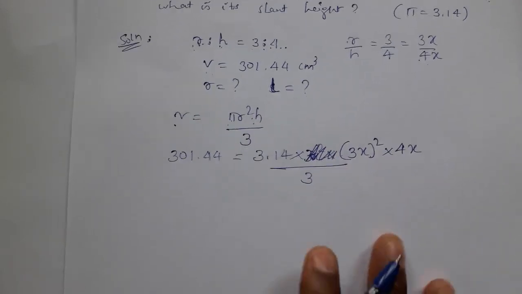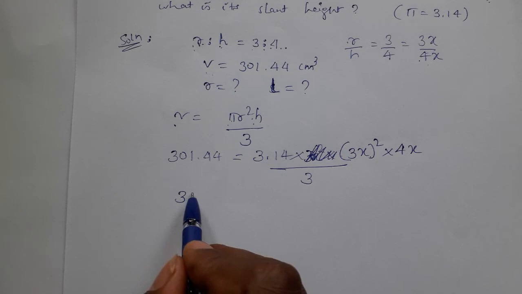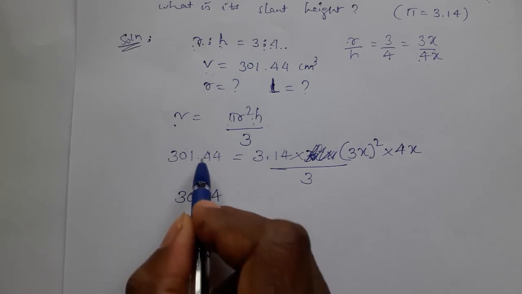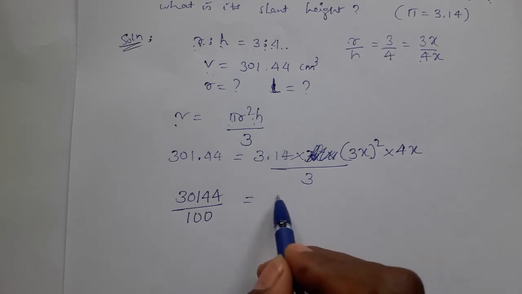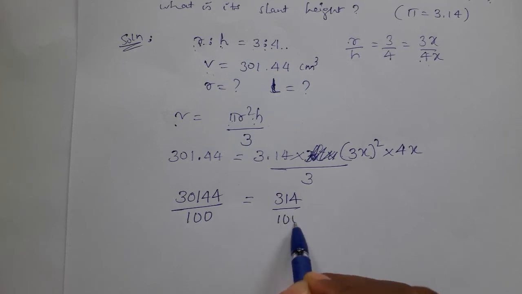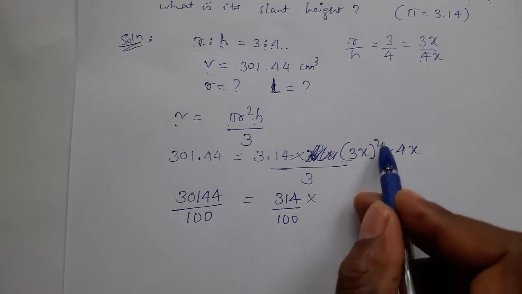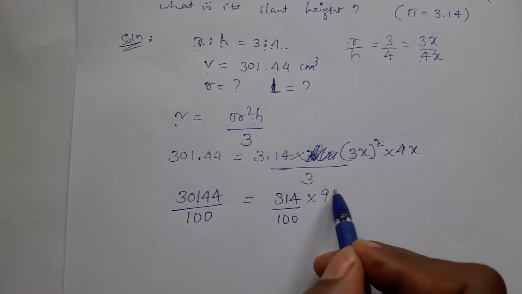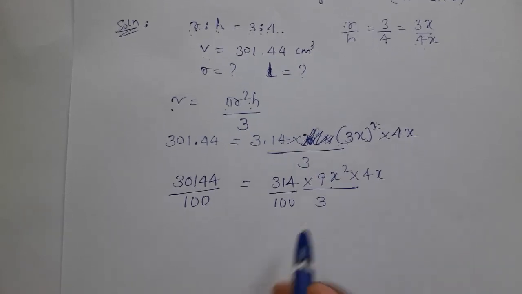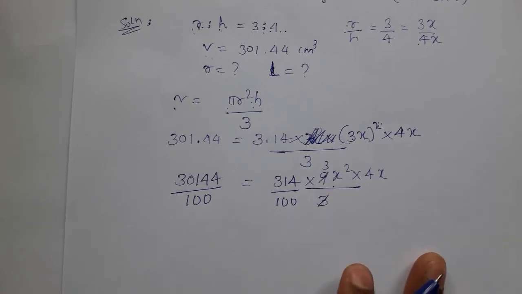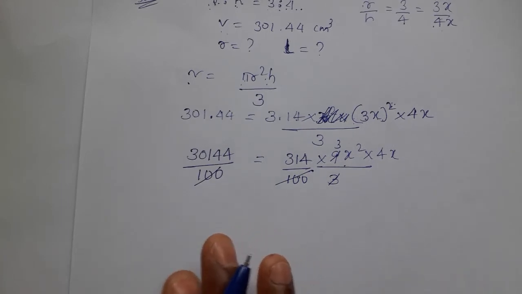by 3. We write this in round figures by putting zeros in the denominator. 301.44 has 2 decimal places, so we add 2 zeros, 100 in the denominator. Similarly, this also, 314/100, isn't it? Into 3x whole square: 3 square is 9, x square is x square, so 9x square into 4x by 3. Now this 3 and this 9 cancel by 3, and the 100 and 100 cancel on the right-hand side and left-hand side equally.